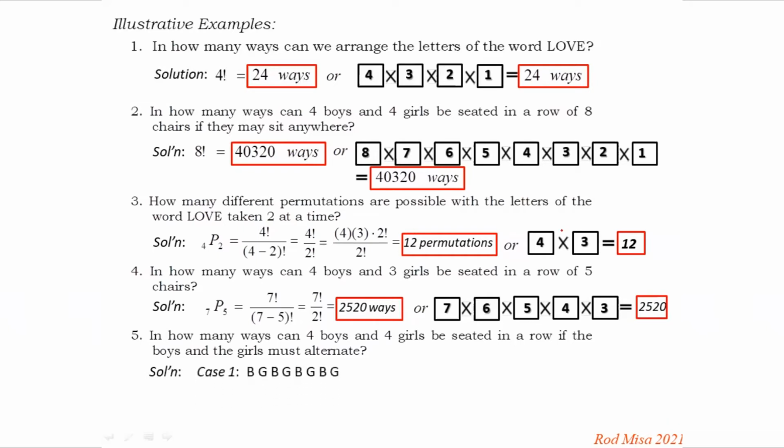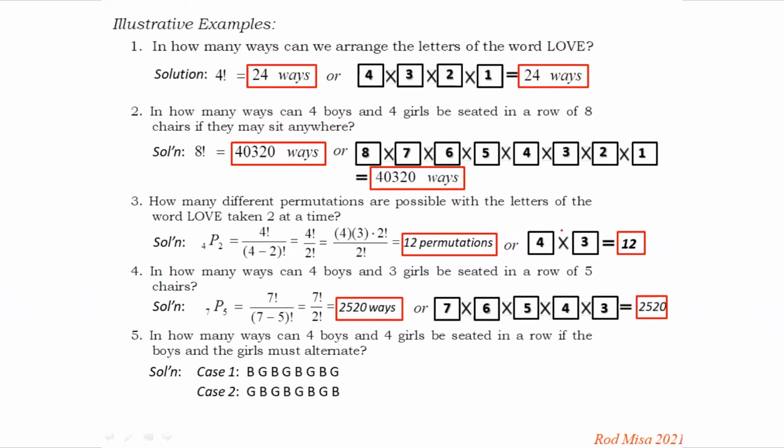So one case is putting the boy first and then followed by a girl, boy, and a girl, boy, and a girl, and a boy, and a girl. So that's arranging the 4 boys and 4 girls alternately here. But you can also place the girl in the first position. So girl first and then followed by the boy, then the girl, the boy, the girl, the boy, the girl, and then the last boy.